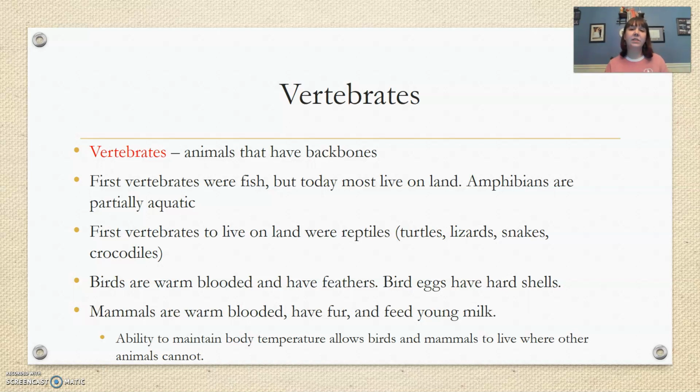We have birds that are warm-blooded and they have feathers. Bird eggs have hard shells, and then mammals are warm-blooded like birds, but our bodies have fur instead of feathers, and we give birth to live young instead of shelled eggs, and feed the young milk as their first food. And so warm-blooded, both birds and mammals are able to maintain that body temperature. And being able to maintain our body temperature allows us to live where other animals cannot. So places where you don't find many reptiles and amphibians and invertebrates, you are able to find mammals and birds.